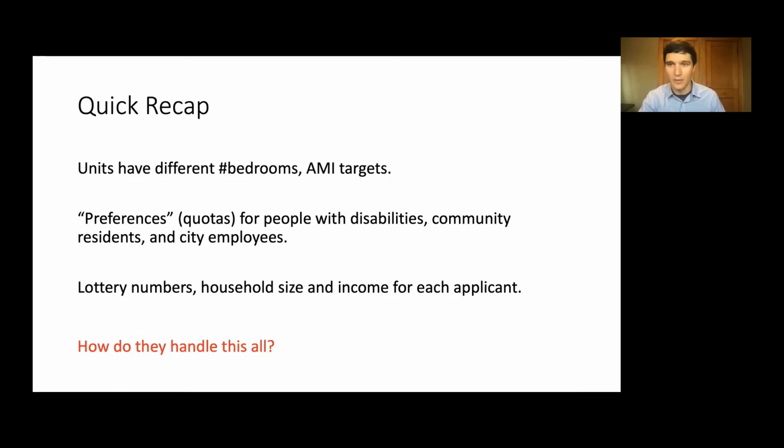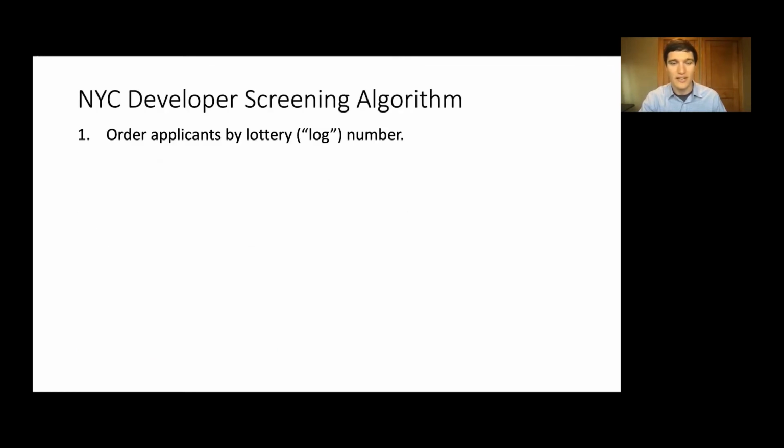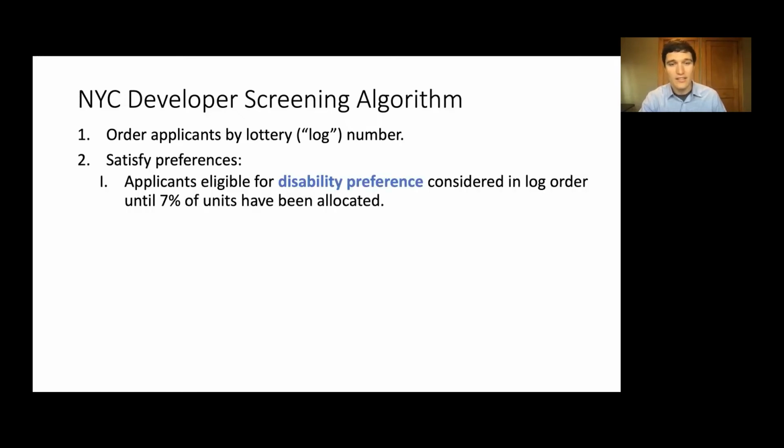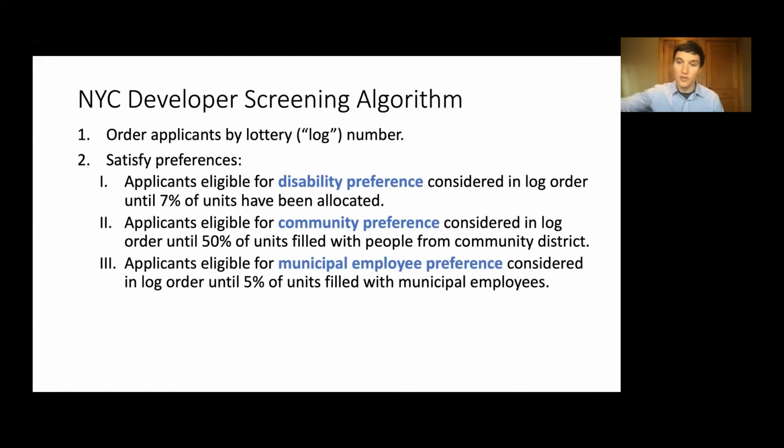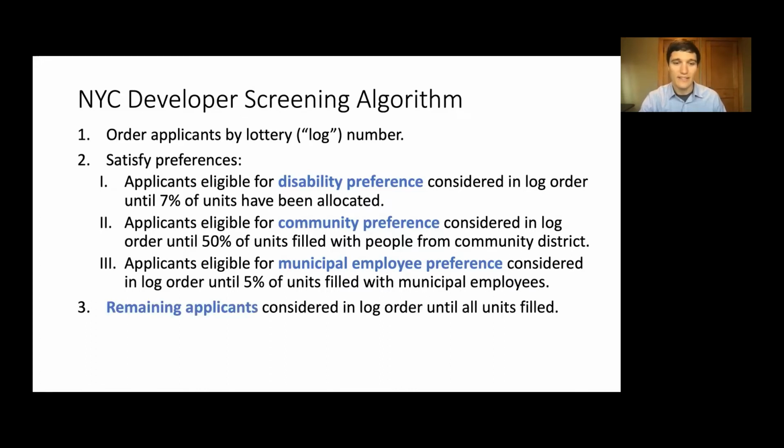And so here's the process that developers have been told to use. First you're given the lottery numbers and the ordered list of applicants. Then you start looking for people that satisfy the minimums that the city has imposed. So you look for people who have disabilities, and you keep placing them until you've filled 7% of your units. And then you go back and you look for people who are from the community, and you start back at the top of the list, and anyone you haven't placed so far that is from the community, you try to place them. Then once you've done that, you go back and you look for city employees for the 5% of units that are supposed to go to that group. And then finally, you go back to the top one more time and consider anyone else until you've filled up all of the units.